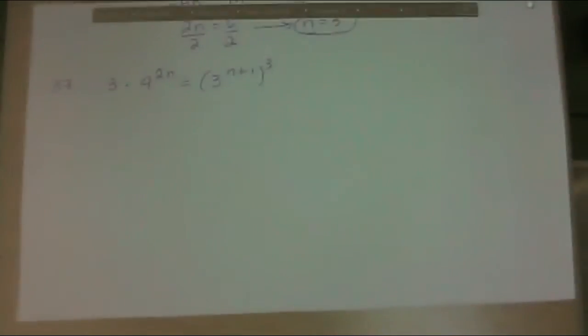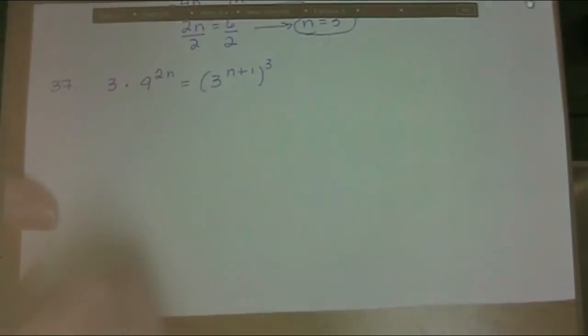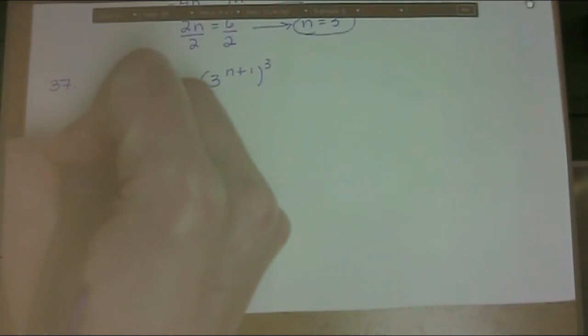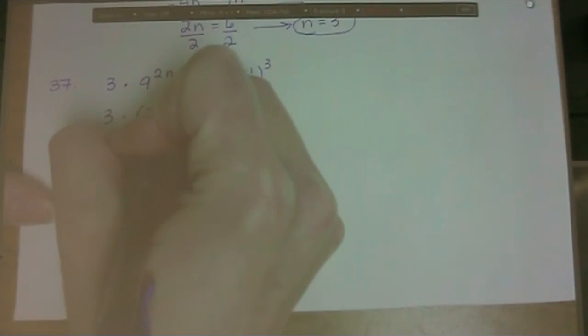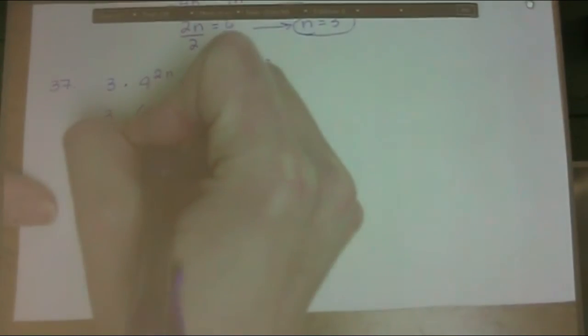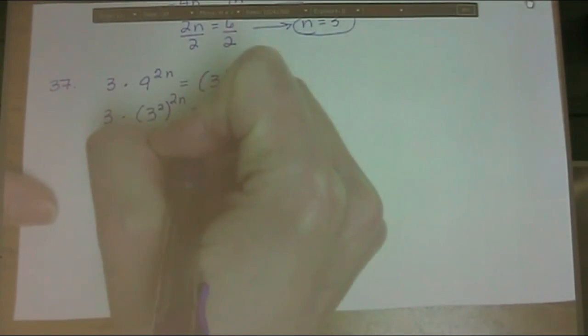I've got 3's and 9's. But the good news is I can rewrite 9 as 3 squared. And if I do that, then all my bases are 3's. And that's what I want to do. I want all my bases to be the same. So I'm going to rewrite 9 as 3 squared. So I've got 3 times 3 squared. That is raised to the 2n power.